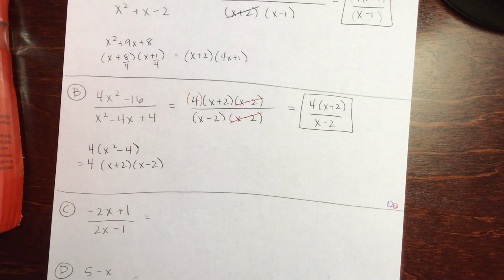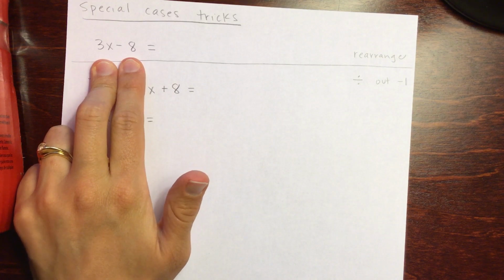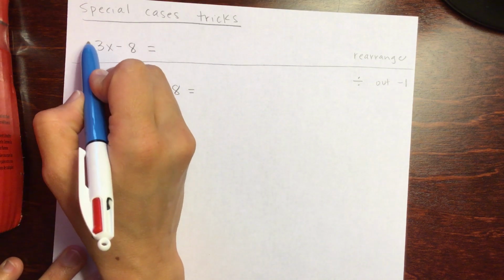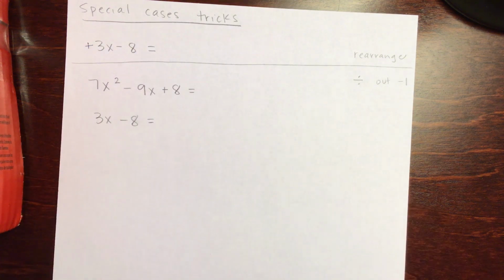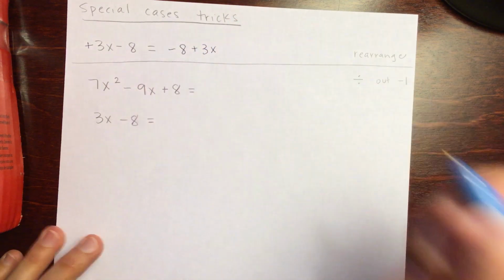All right, let's talk about a few special cases or some tricks that will help you. You can always rearrange whatever you want as long as you're keeping the plus and minus signs with the terms. So there's not a sign in front of this 3x, which means it's implied to be a positive number. I can rearrange it to make it negative 8 plus 3x if I wanted to.